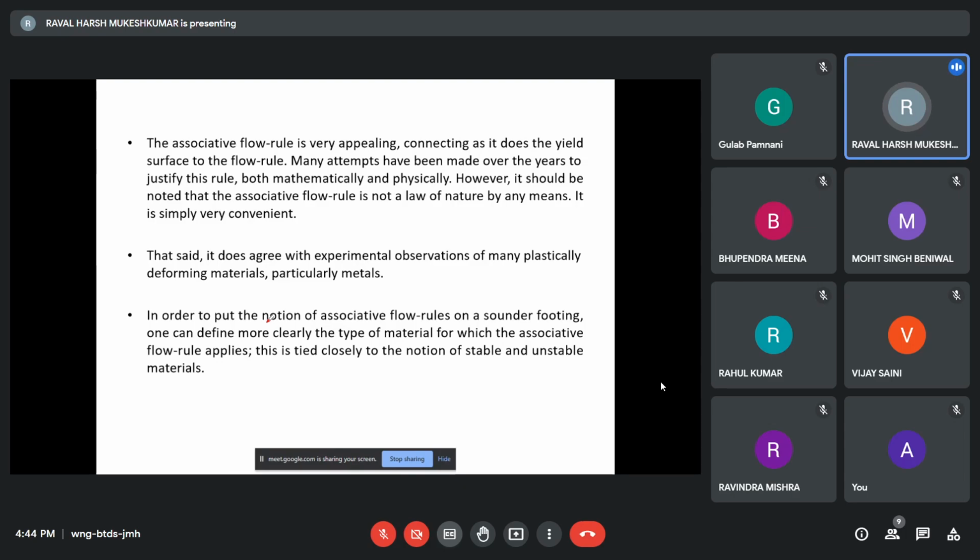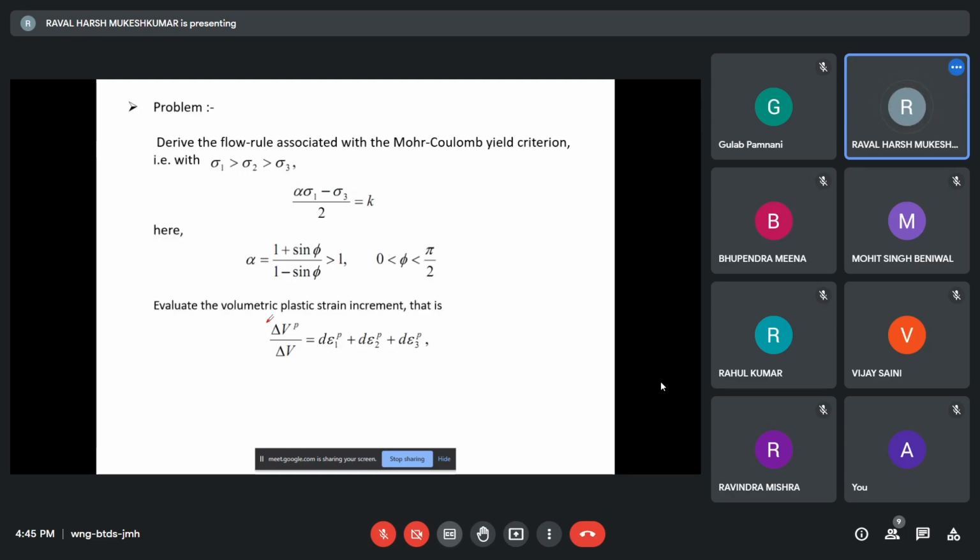So basically, we have a lot of experiments for this flow rule. It is not a perfect, natural law of nature, so we have performed many experiments on different materials to get this. And we also have a problem deriving the flow rule associated with the Mohr-Coulomb yield criteria, which I will show in my paper. Just a second.